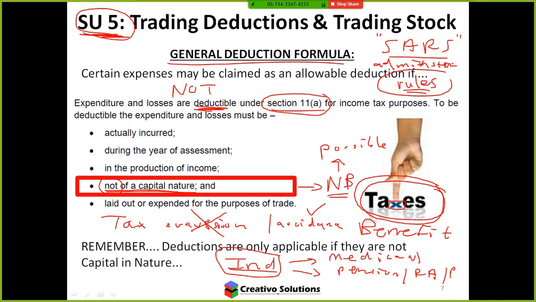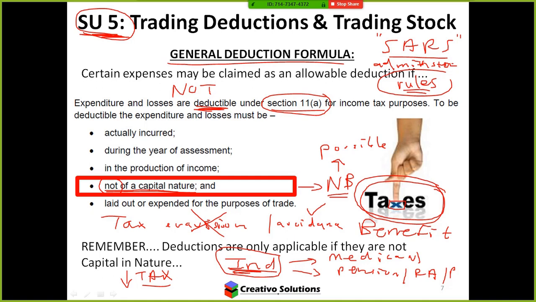If you didn't contribute to a pension, a retirement annuity, or a provident fund, you're going to end up paying more taxes. Not everybody has a medical aid, not everybody has a pension. But some people do, and the reason they do that is not only to plan for the future, but also to lessen the burden of tax, to reduce your taxable liability, your taxable income basically. And the same thing applies for a company.